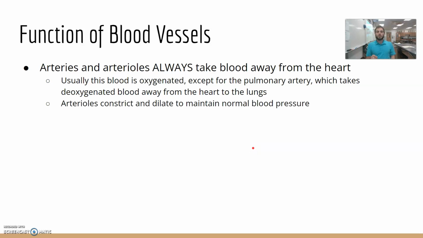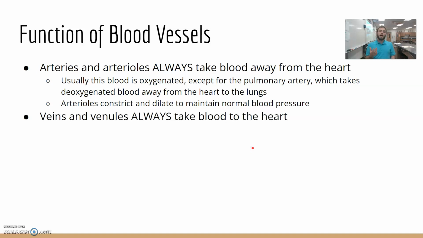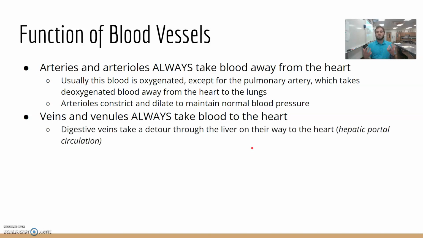Arterioles are able to constrict and dilate to maintain normal blood pressure, and so they have that tunica media to be able to do that. Veins and venules will always take blood to the heart, including that pulmonary vein, which carries oxygenated blood as it returns to the heart from the lungs.